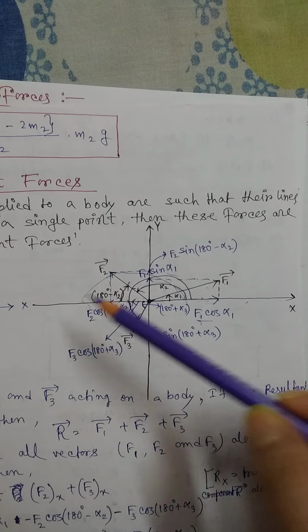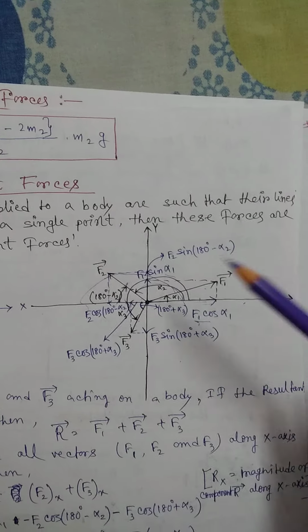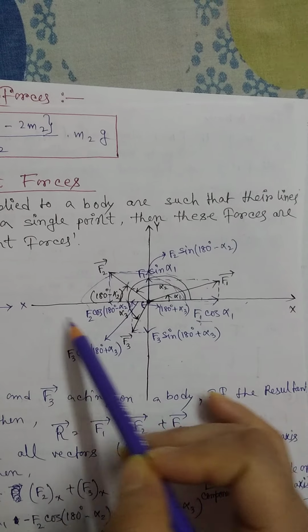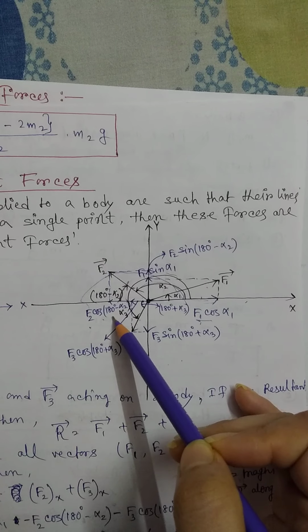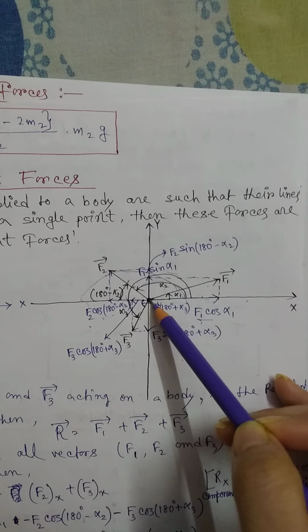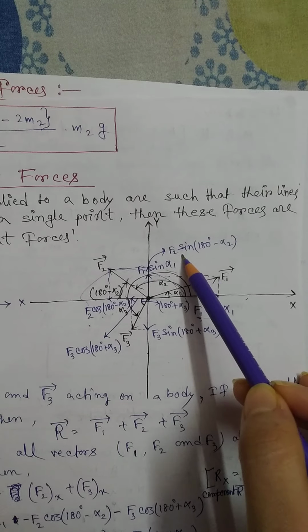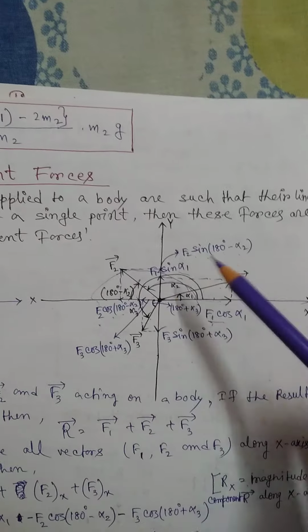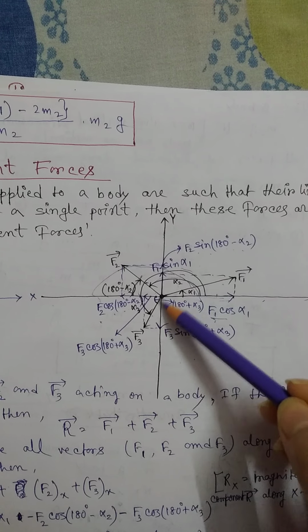180 degree minus alpha 2 angle with negative x axis. That means we will get one component along this side, which is f2 cos(180 degree minus alpha 2), and another component along this side, which is f2 sin(180 degree minus alpha 2), right? Then the last one is f3.